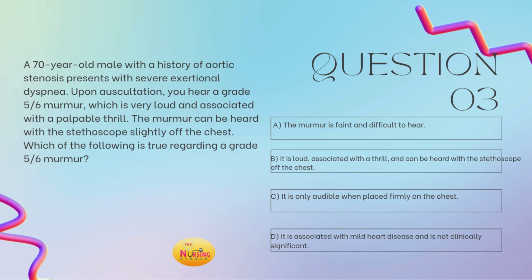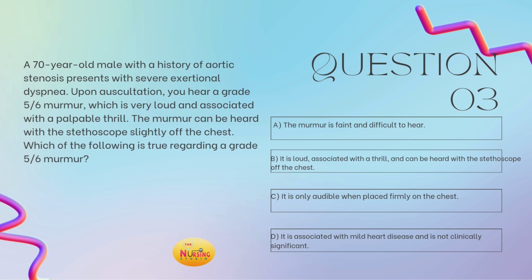All right, and question number 3. A 70-year-old male with a history of aortic stenosis presents with severe exertional dyspnea. Upon auscultation, you hear a grade 5 of 6 murmur, which is very loud and associated with a palpable thrill. The murmur can be heard with the stethoscope slightly off the chest. Which of the following is true regarding a grade 5 of 6 murmur?